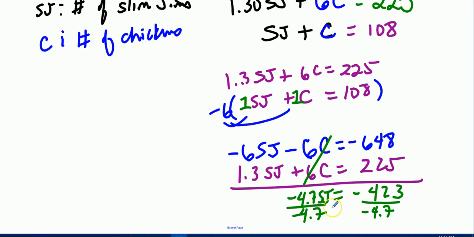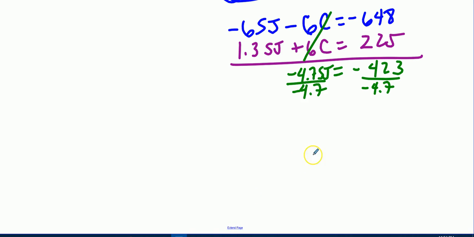If you weren't sure why I divided here, 4.7 was multiplying the number of Slim Jims, so I had to divide by it. I did the opposite of the multiplication. So SJ is equal to 90. The number of Slim Jims is equal to 90. So 90 Slim Jims.